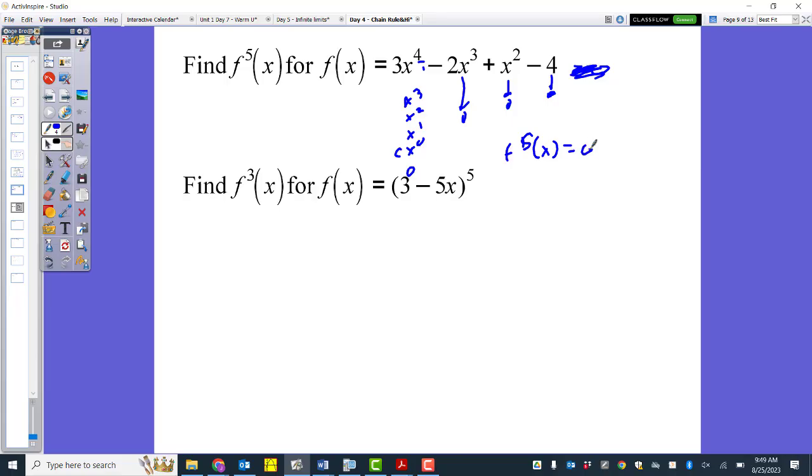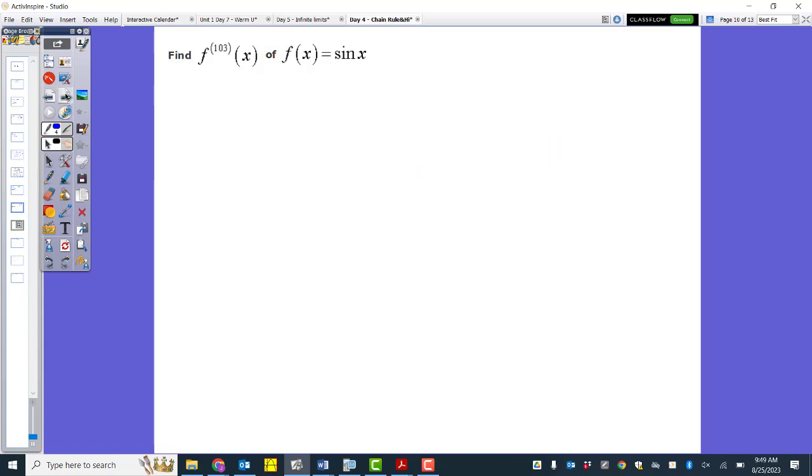It's not always going to happen, but you can also do something like that for the third one, or for the second one here, the third derivative, if you can notice what the pattern is. The big thing that this comes into play with is for ones like this. Find the 103rd derivative of sine. I want you to pause the video and try and find it yourself for a minute. And then when you come back, we can look at it together.